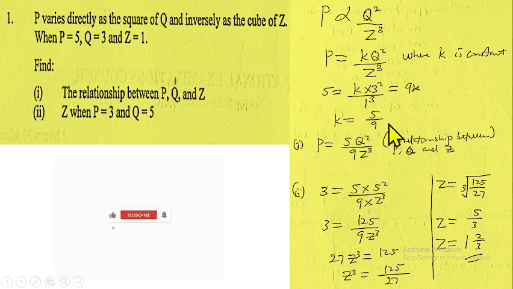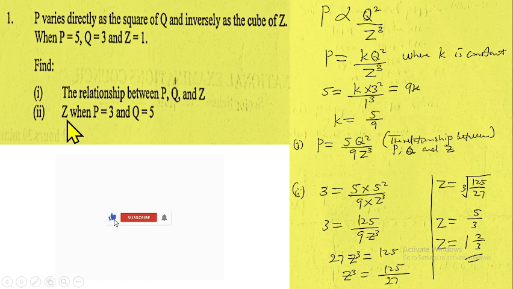Now that we know the constant, we can find the relationship between P, Q, and Z by returning the value of k into this equation. Then the equation becomes P is equal to 5 over 9 Q squared over Z cubed, that is P equals 5Q squared over 9Z cubed. And that's the relationship between the three variables P, Q, and Z.